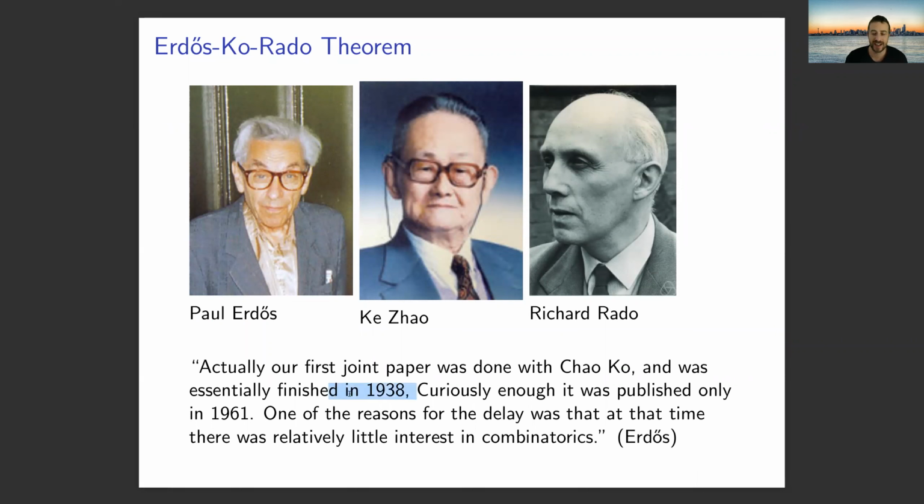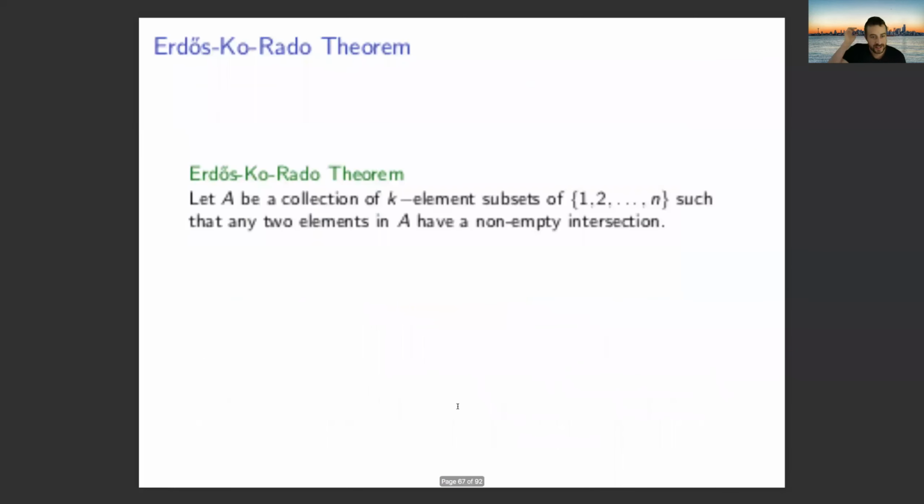Apparently it was written in 1938, but back then no one cared about combinatorics. It was only published like 20 years later. And now it's one of these foundational results in extremal combinatorics. And the statement's very nice. So suppose you have a collection of k-element subsets of 1 to n, such that any two elements in your collection have an intersection. They have one element in common.